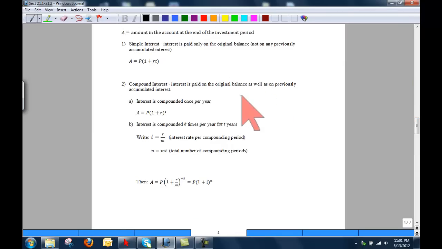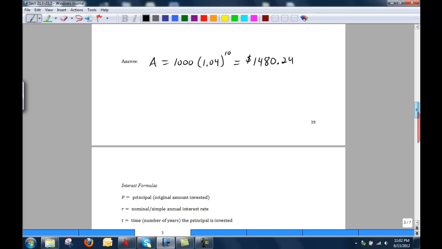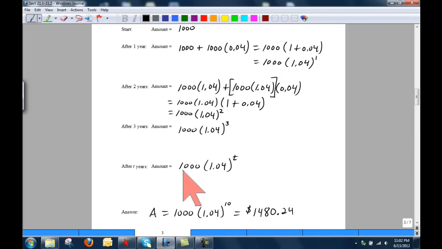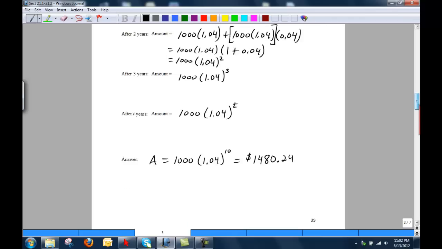For compound interest, if interest is compounded once per year, it's a formula that looks like this. A equals P times (1 plus R) to the T. That's the formula that we developed for compound interest. It's right here. 1,000 is the P, the principal, and then here is the 1 plus R, the 1 plus the 0.04, and then here's the T power.